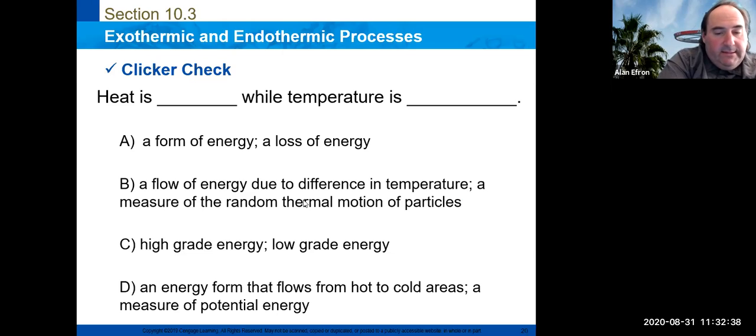So take a second and think about this one. Heat is blank, while temperature is... So probably on this one, let's see here. Heat is the flow of energy due to a difference in temperature, while temperature is a measure of the random thermal motion of particles. So remember that temperature is that manifestation of the particles moving around, a measure of that, while heat is that flow of energy due to a temperature difference. So I think the best answer here would be B in this particular case.